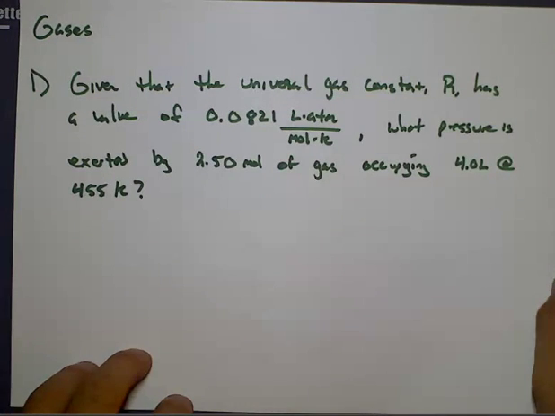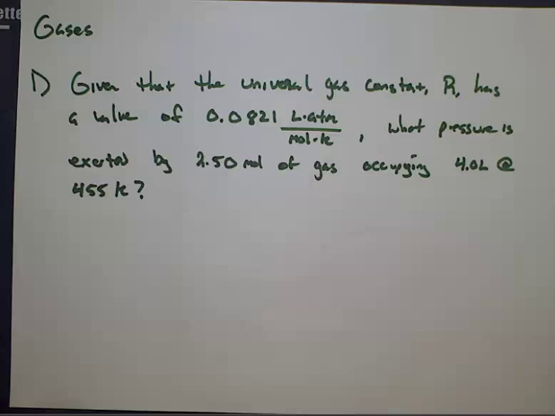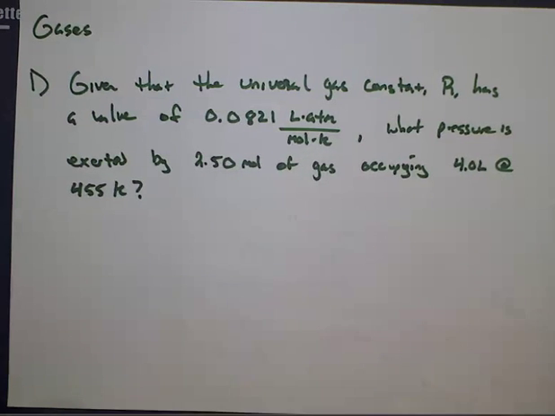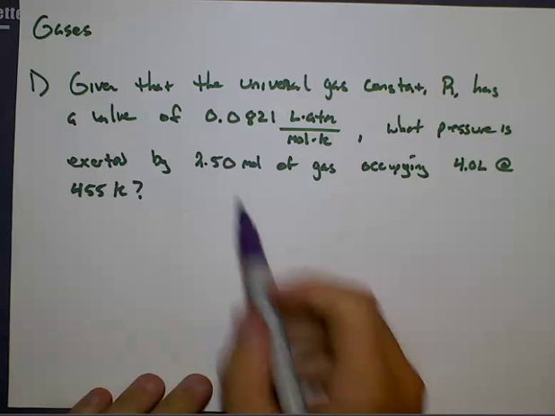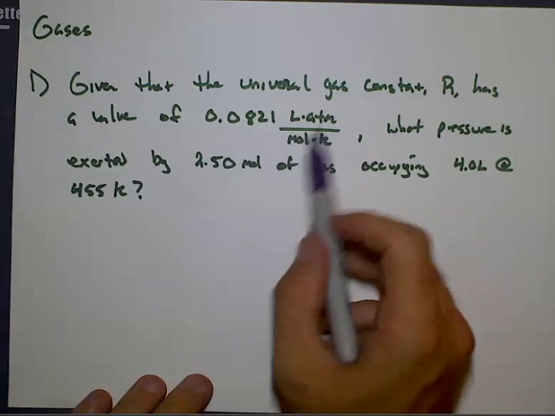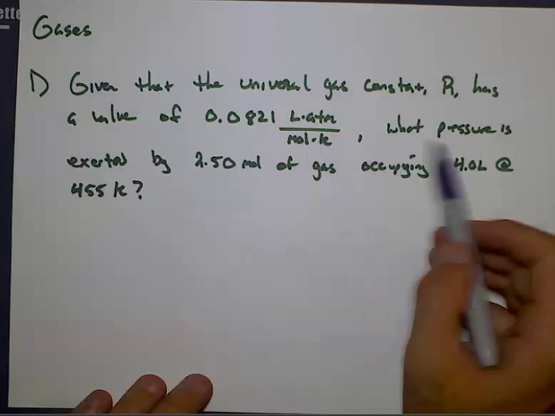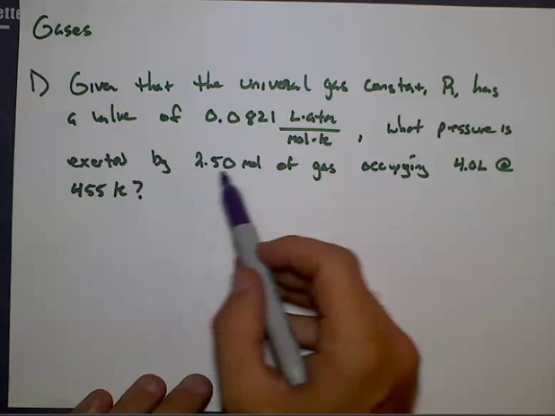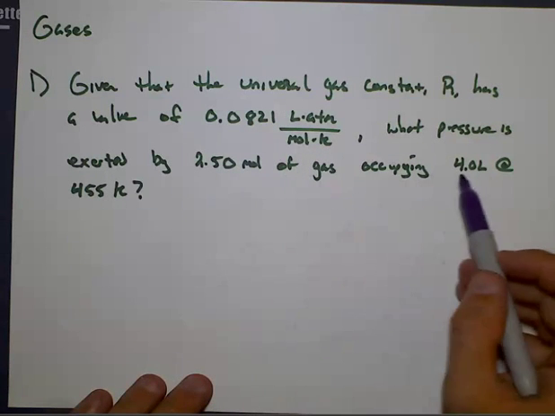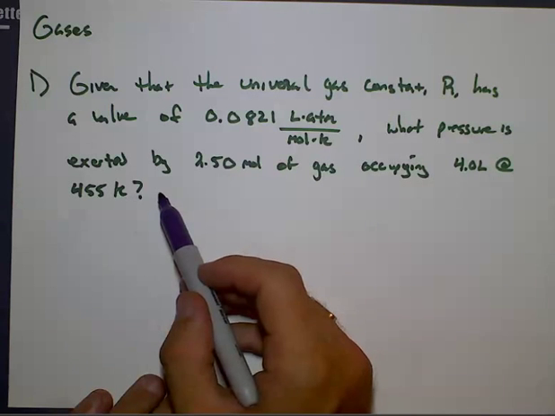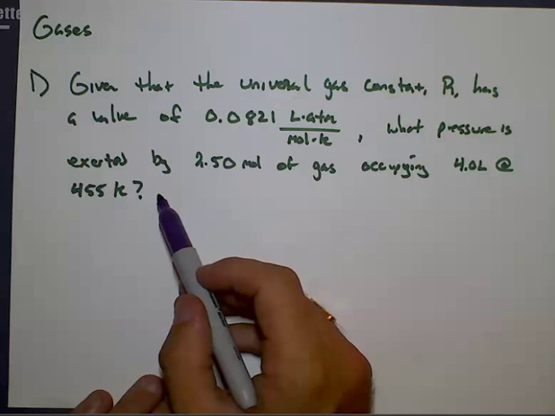And this is a problem about gases, okay, which is something that we're going to see towards the end of the year. Okay, and this was a little tricky, all right, but bear with me on it. So, given that the universal gas constant R, don't worry about what it is, just look at the units, has a value of 0.0821 liter atmosphere per mole Kelvin, what pressure is exerted by 2.50 moles of gas occupying 4.0 liters at 455 Kelvin? Huh.